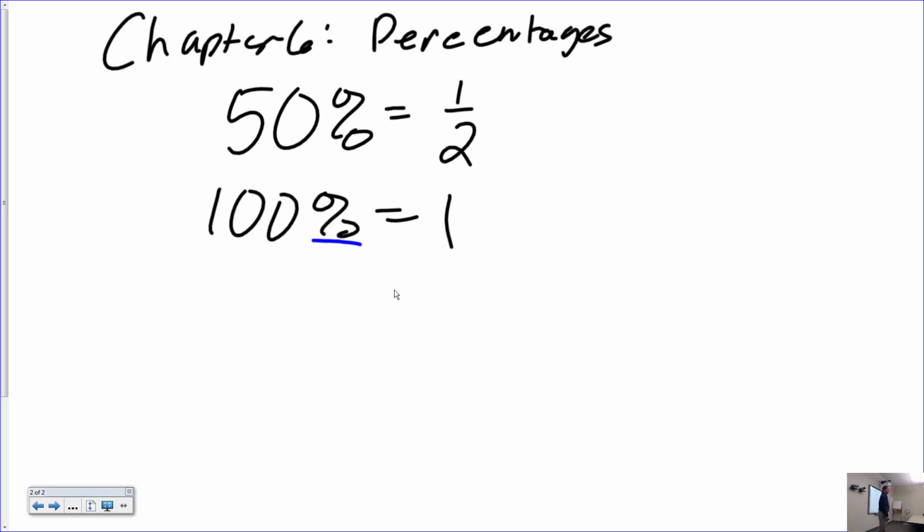Percent. Per equals part. 100. That's what it says in the book. It says percent means per 100. Per 100, right? This means per 100. What does the word per mean mathematically?